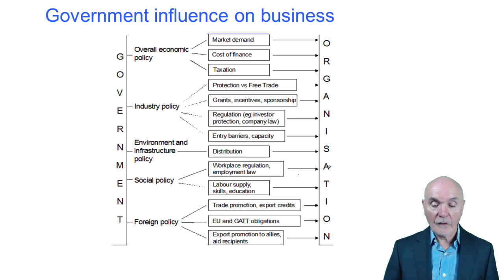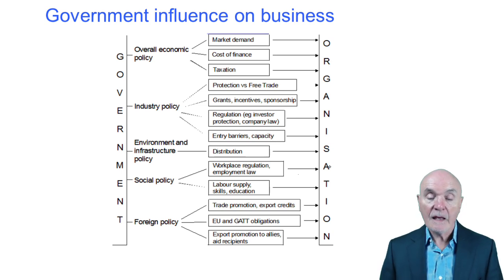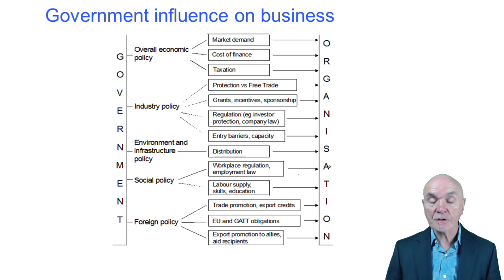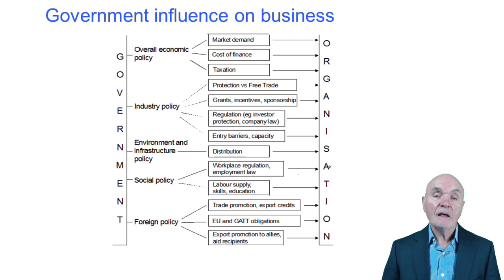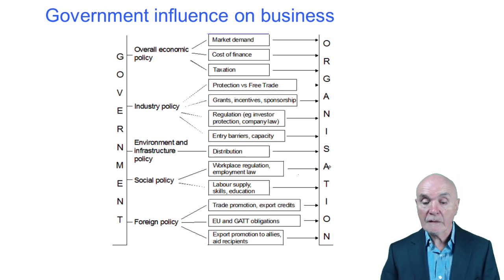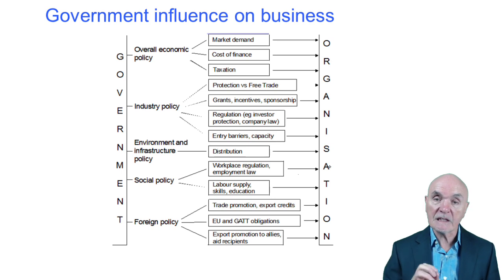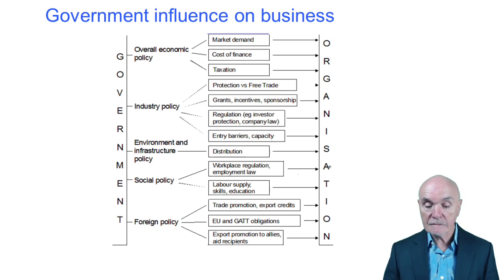And then there is foreign policy. The government can get involved in trade delegations to try to encourage exports. The government can provide export guarantees, export credits, so that if the foreign customer doesn't pay, the government insurance scheme will make sure you haven't lost everything. So there's a myriad of ways in which the government can influence the economy and businesses.